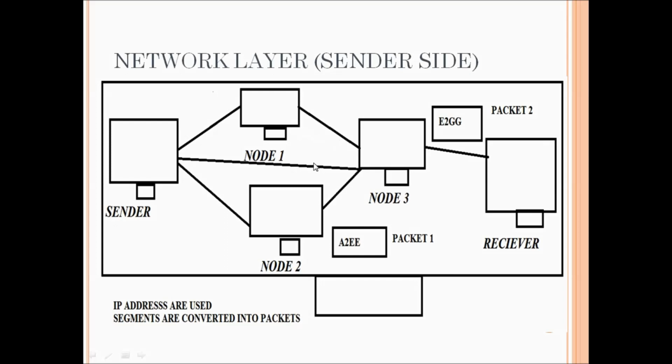And one more important thing, IP addresses are used here, and the information in the network layer is converted from segments to packets. You can see here, packets are sent between sender and receiver. Each machine in a network has a separate IP address. If a machine is in a different network, then the IP address will change.